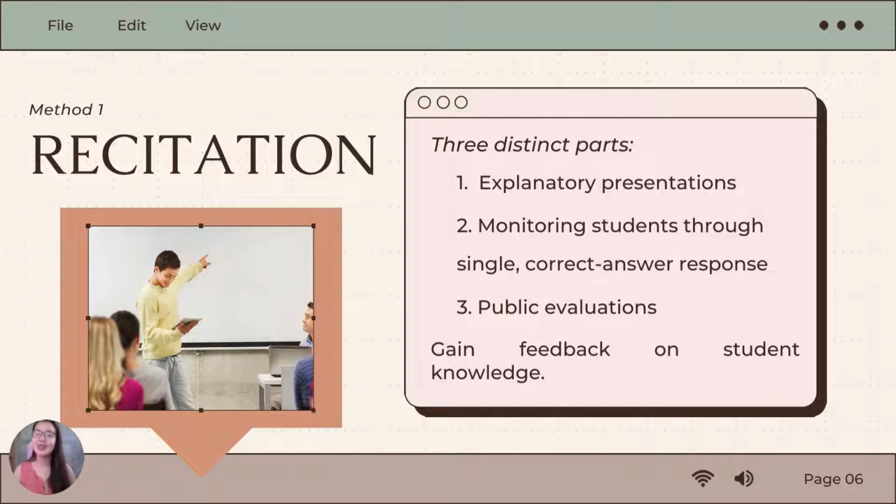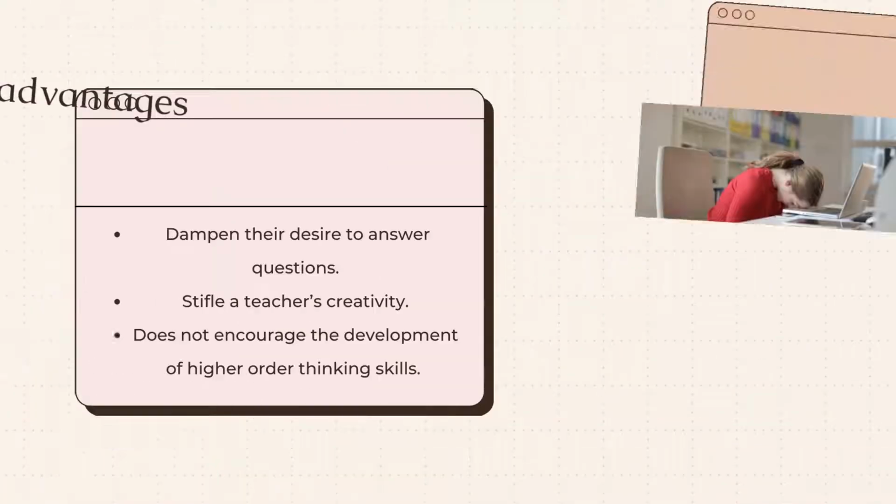So focus muna tayo. This method works best with factual or convergent type information gathering and with students of the same ability level, no, in the multigrade classroom. For now it seems ineffective, but through modification, it can be made effective. This is commonly used to gain feedback on the knowledge of your learners.